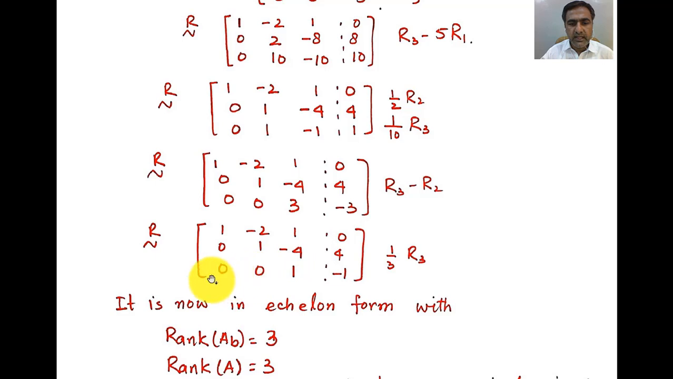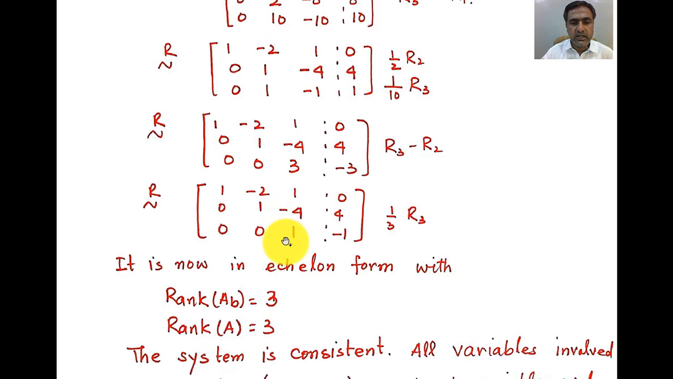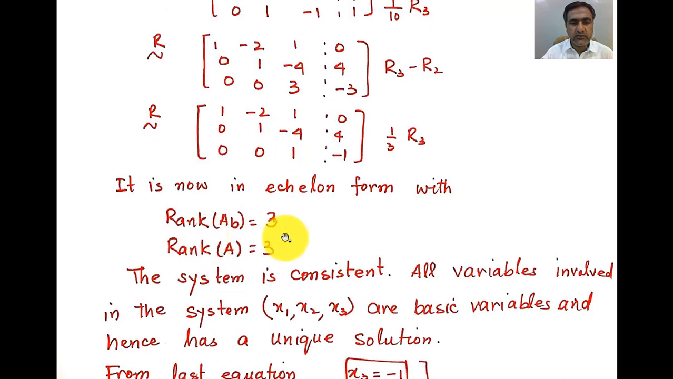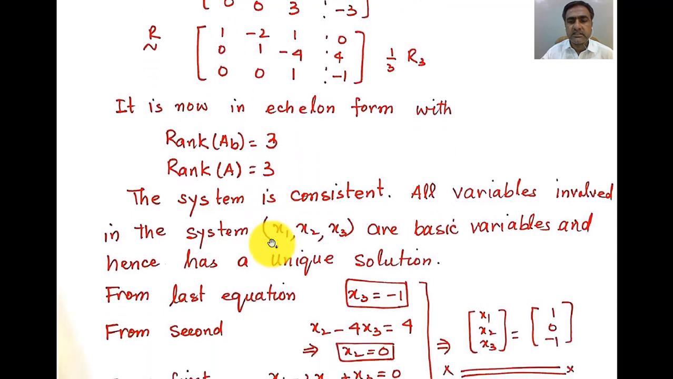The rank of AB, this overall matrix is AB. So this is non-zero, this is non-zero, this is a non-zero row, and hence the rank of AB is 3. Rank of A, just omit this rightmost column. Here in A I have 3 non-zero rows, hence the rank of A is 3. And hence rank of AB is equal to rank of A, which is 3, and hence the system is consistent.